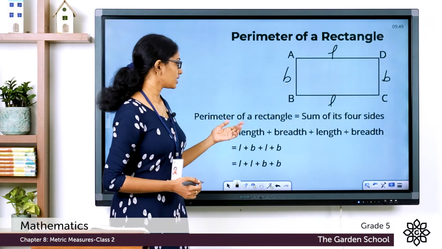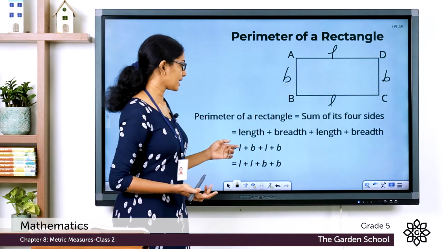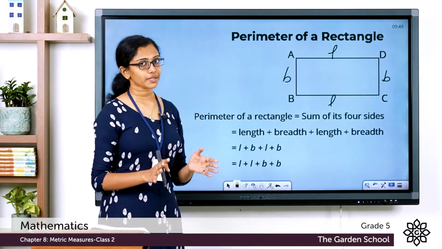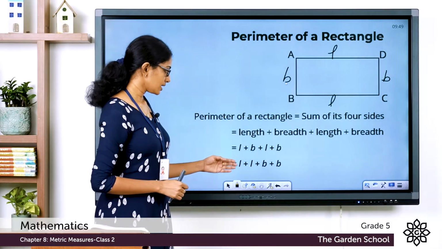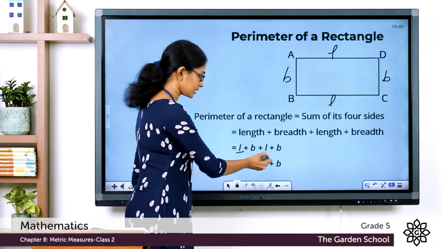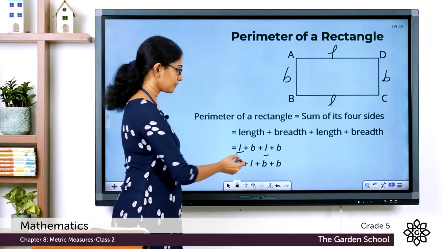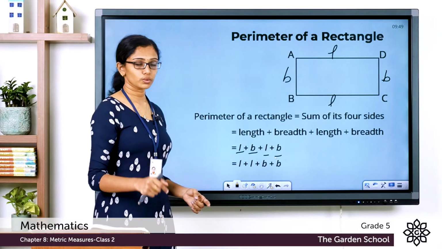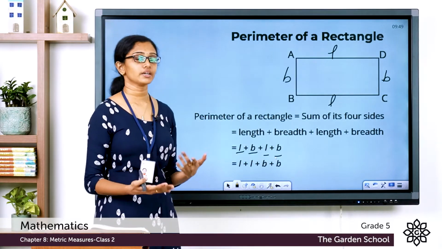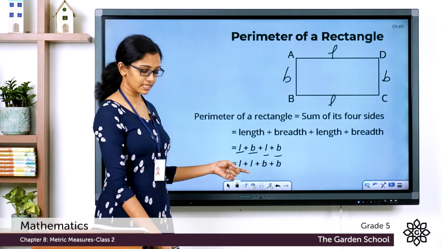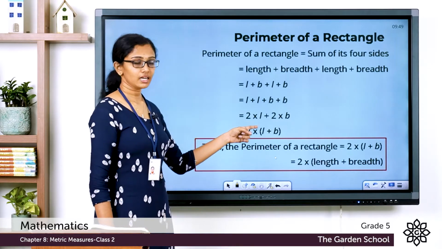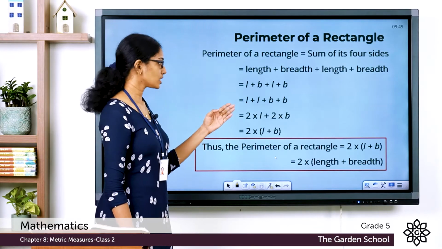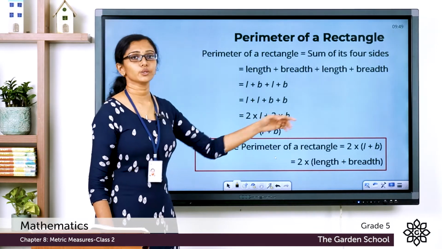Now, see, what is its length here? It is L plus B, the breadth, plus L plus B. So, just rearranging the dimensions, writing the lengths together, length plus length plus breadth plus breadth. Now, see, here length is added 2 times and breadth is also added 2 times. So, we can write L plus L as 2 times L, and B plus B as 2 times B. So, that is 2 into L plus 2 into B.